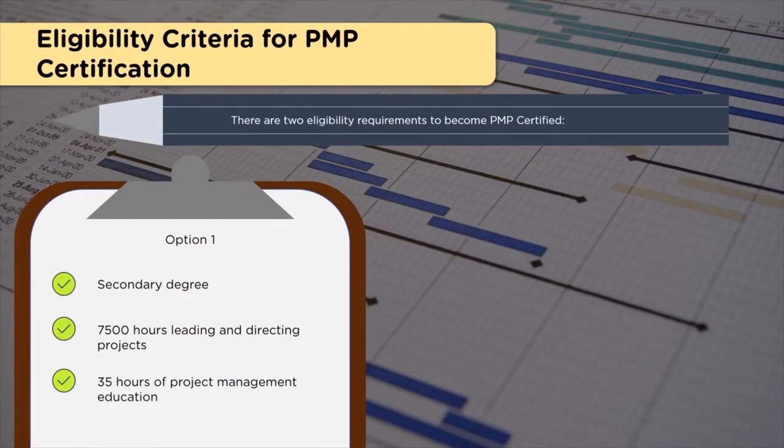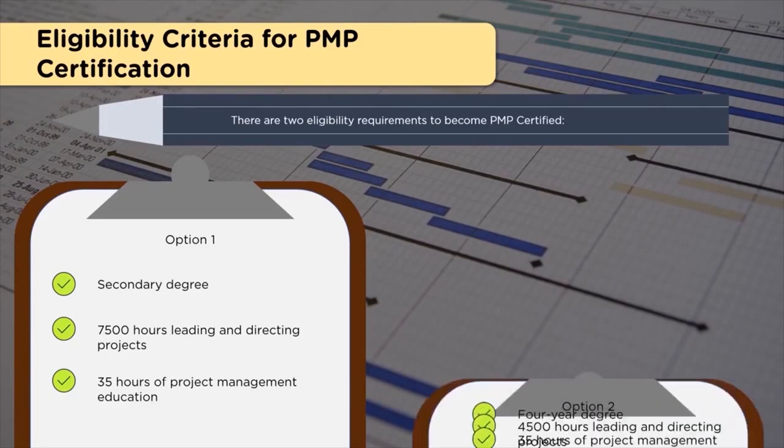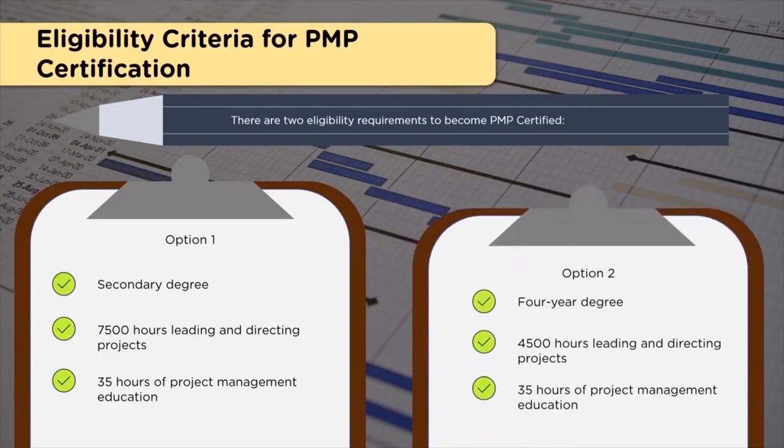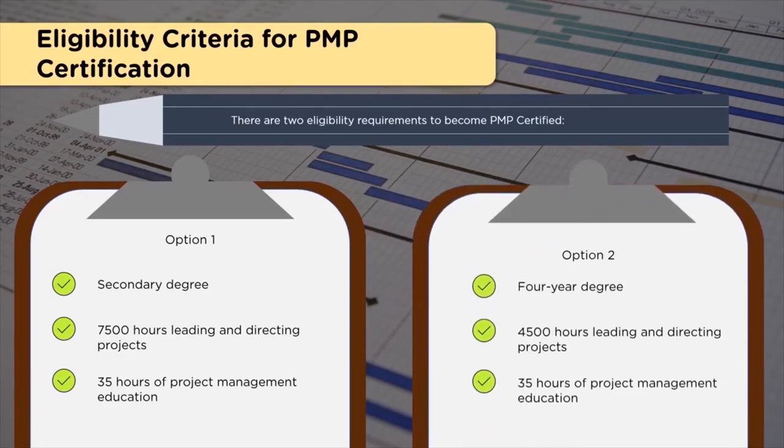That is the experience it asks for as a prerequisite before the professional goes for the examination, plus 35 hours of project management education formally from a registered education provider like Simplilearn. Option 2: someone who has a 4-year degree and project management experience leading and directing projects. This experience will be 4,500 hours.